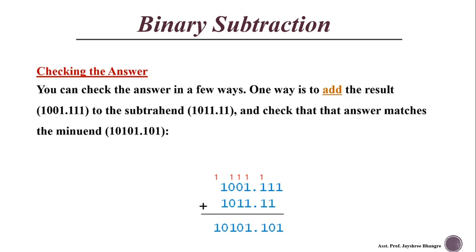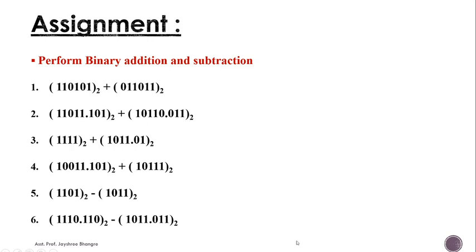We can also check the answer. How can we check? We can simply add the difference with the subtrahend, and we will get the minuend. So the answer of the last example that we have solved is 1001.111, that is added with the subtrahend, and we will get the minuend. So this is the assignment: solve these examples of binary addition and subtraction.